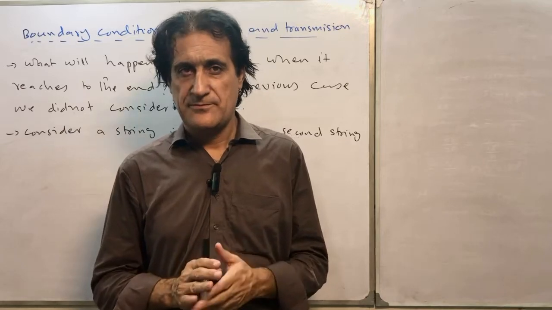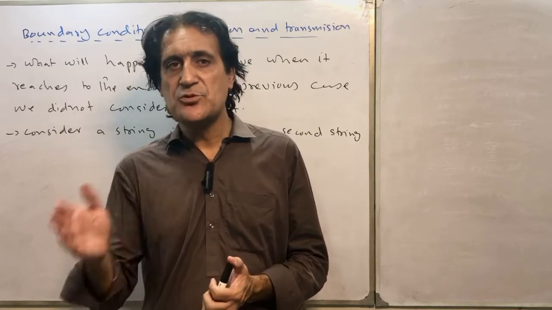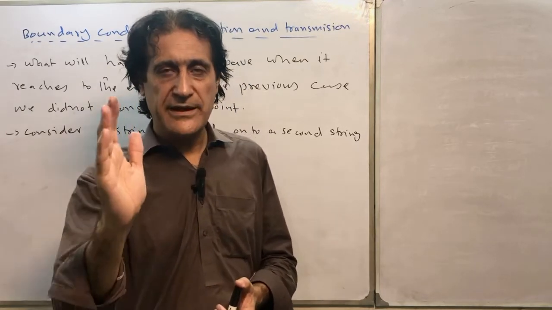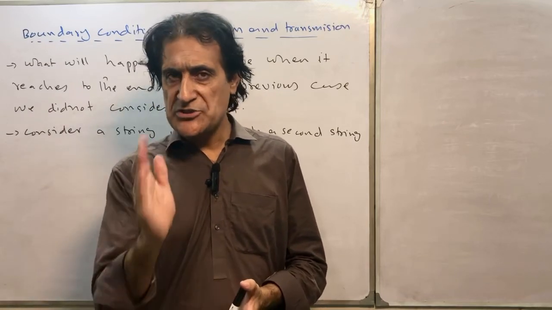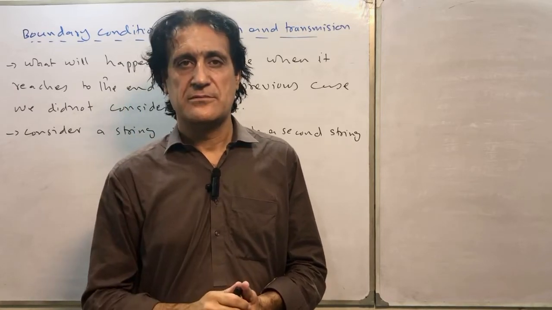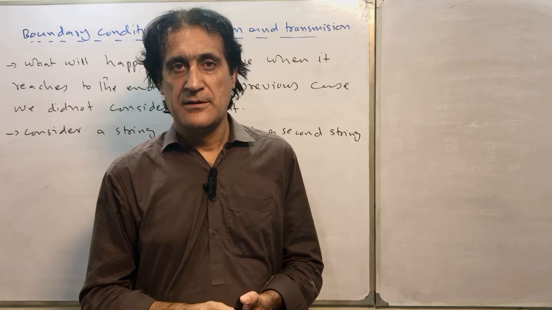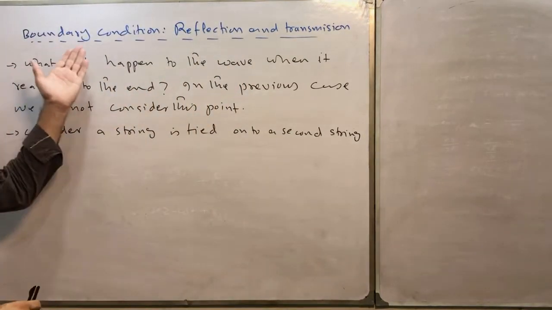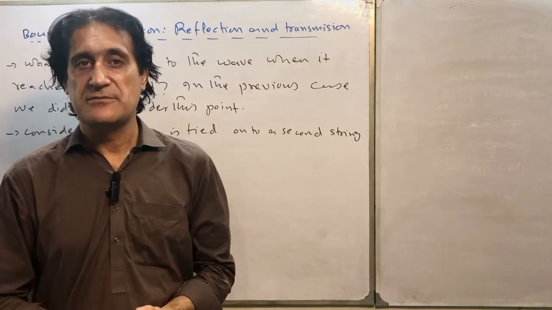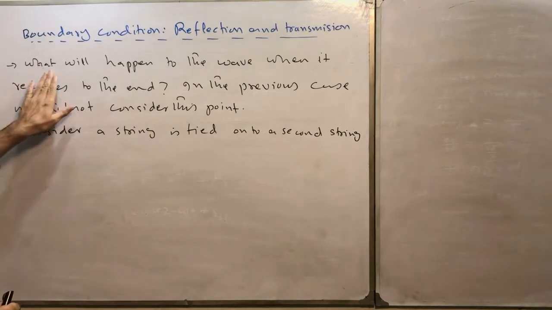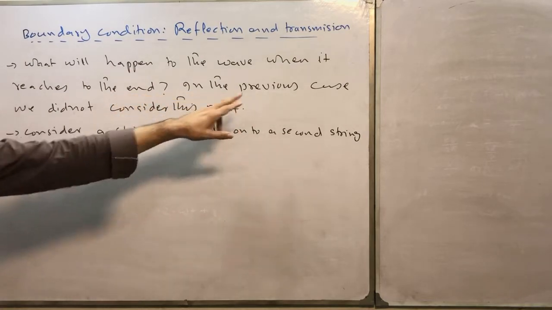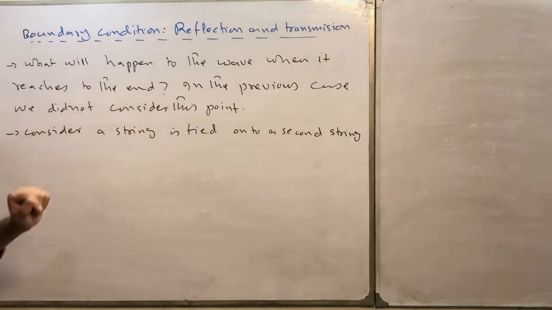Boundary condition. In the previous section, up to now, we didn't consider what will happen when a wave is moving and reaches a point where there is some boundary condition. What will happen? Then we have to discuss reflection and transmission. I have written what will happen to the wave when it reaches the end. In the previous case, we didn't consider this point.